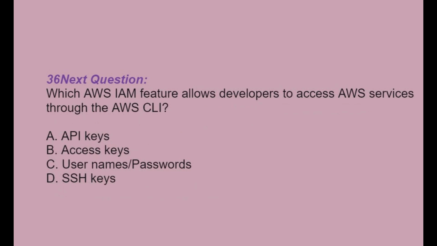Question is, which AWS IAM feature allows developers to access AWS services through the AWS CLI? Option A, API keys. Option B, access keys. Option C, usernames or passwords. Option D, SSH keys. Correct answer is option D.